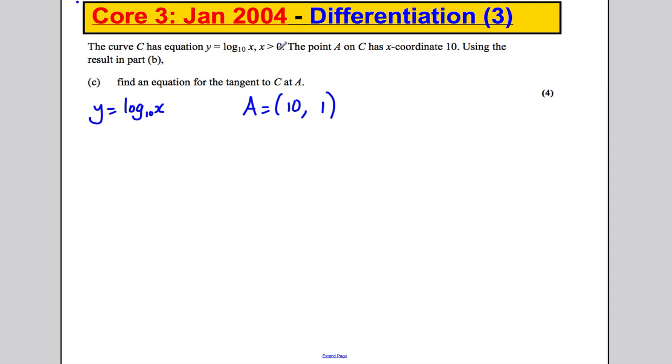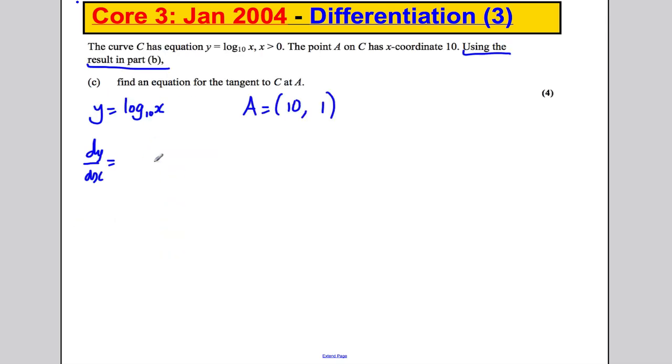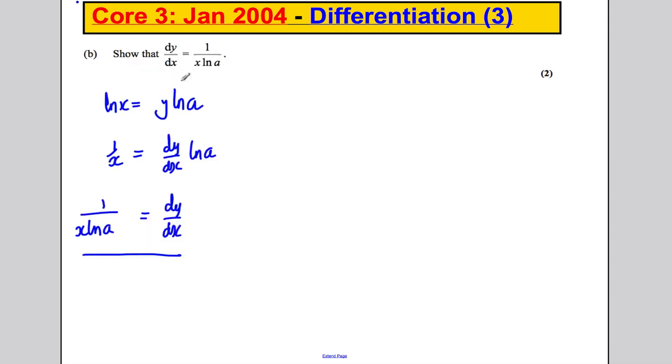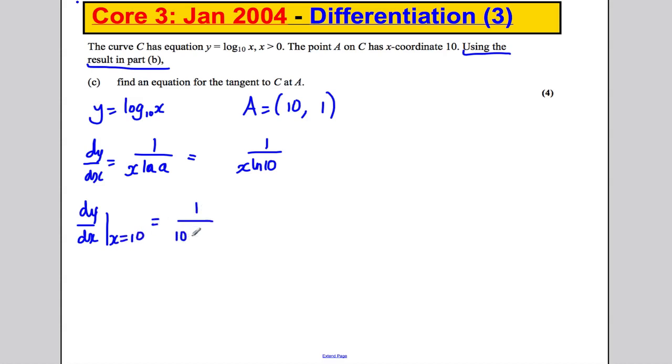Okay, it says using your result in part B, find the equation of the tangent to the curve. So we want to work out dy by dx. Well, we know dy by dx would be equal to 1 over x ln a, where a here is going to be 10, because before we were dealing with log base a. So this would be 1 over x ln 10. So if we want to work out dy by dx at the point where x is 10, we substitute in 10, and that's equal to 1 over 10 ln 10.